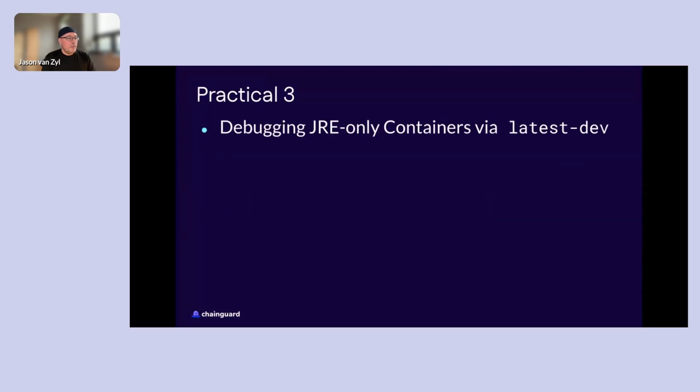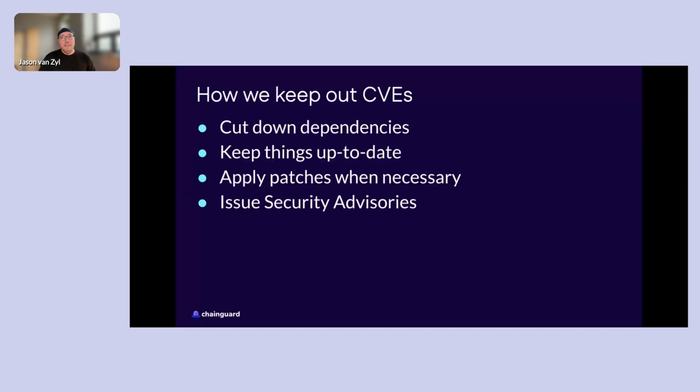In summary, trying to use Chainguard images is generally straightforward. It's generally easy to replace your existing Dockerfiles or Jib configurations with references to Chainguard images. We actively cut down all of the dependencies on a daily basis. Things are kept up to date on a daily basis.